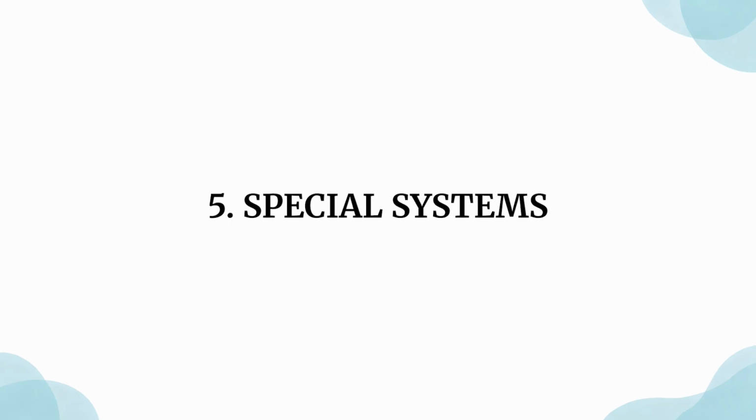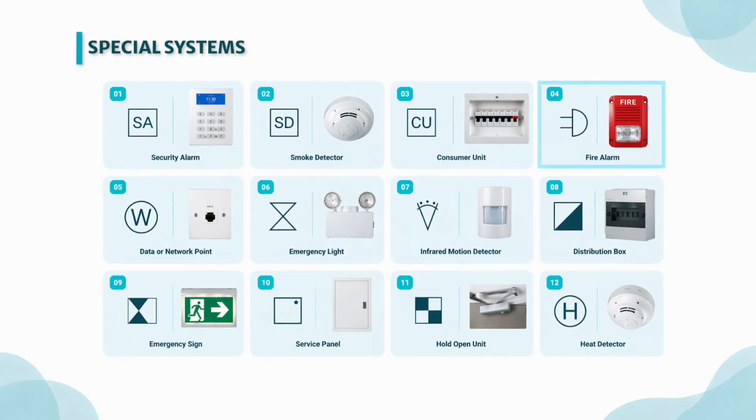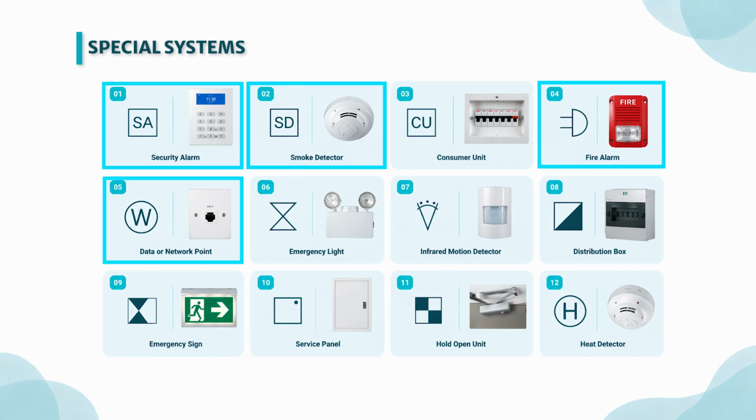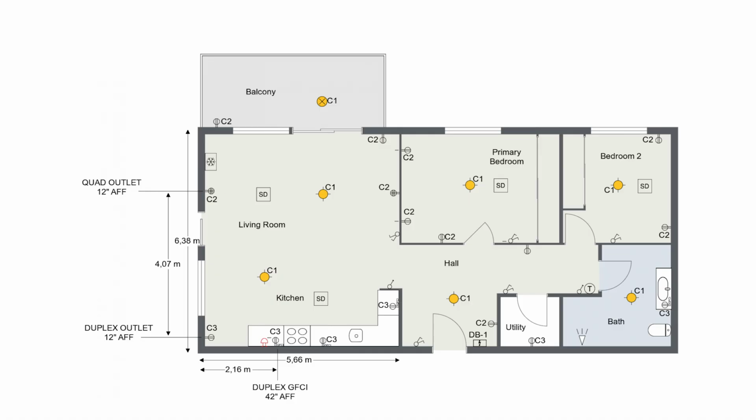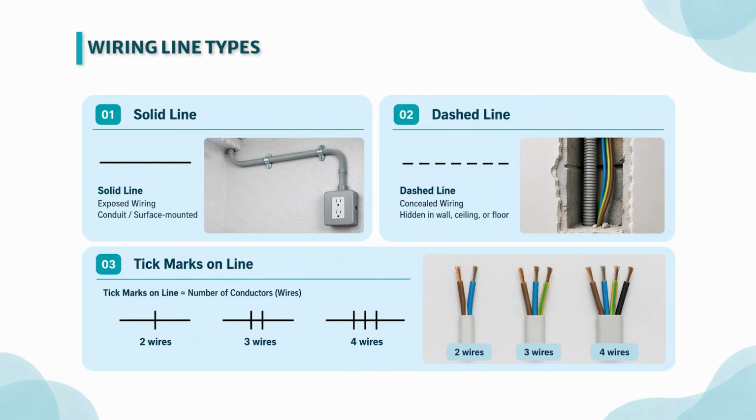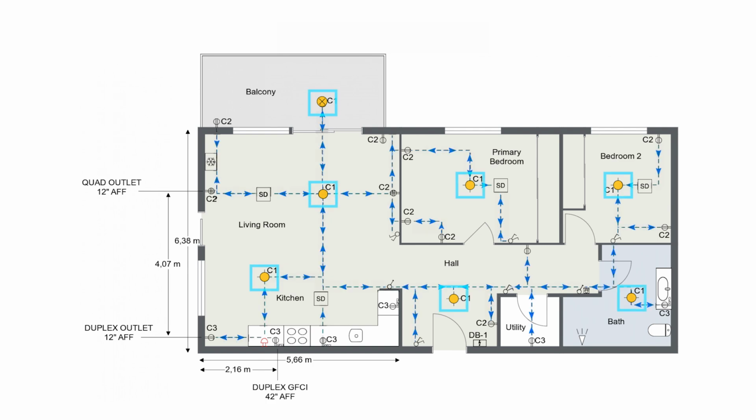And fifth, special systems. Things like fire alarms, smoke detectors, security cameras, intercoms, and data or network points. Every plan is different. Always check the legend for special symbols. Some plans, especially more advanced ones, may also include wiring lines. They are usually simplified and don't represent the exact wiring inside walls or ceilings. These lines show how components are connected and give a general sense of how electricity flows through the space.